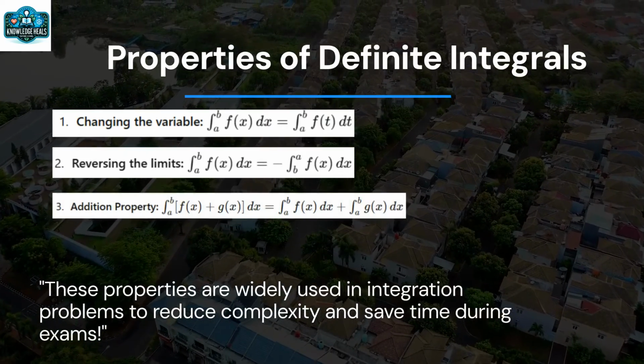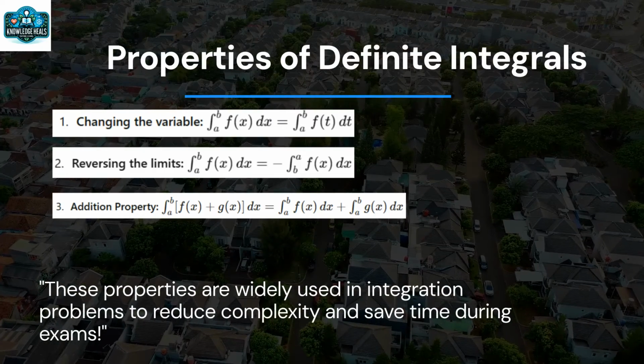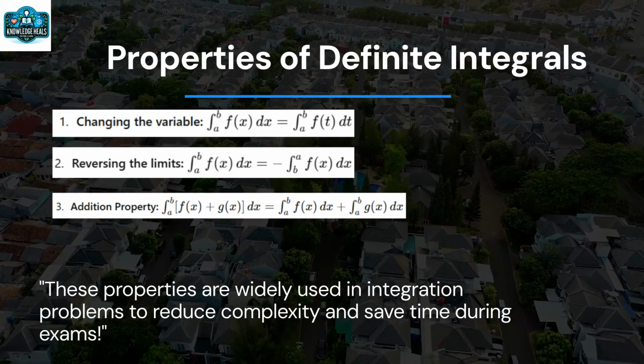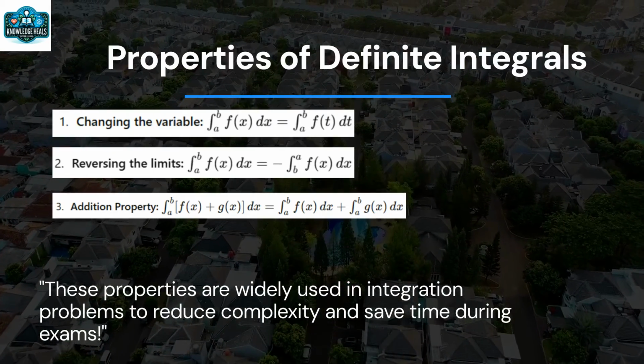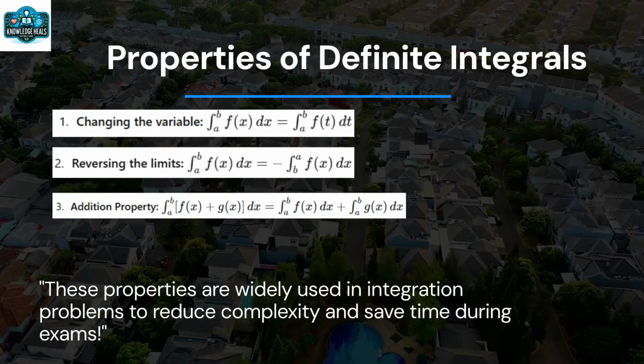Third is the addition property. Integration of f of x plus g of x into dx from a to b is equal to integration of f of x into dx from a to b plus integration of g of x into dx from a to b. This property helps when breaking integrals into simpler parts.